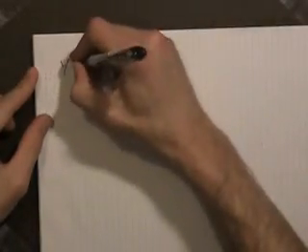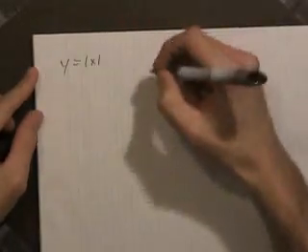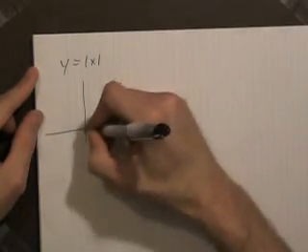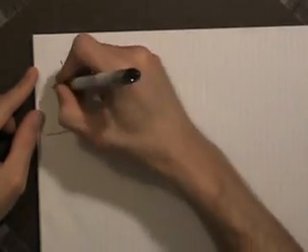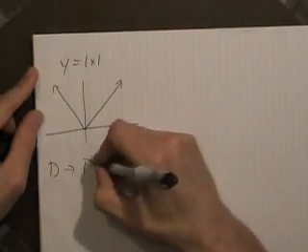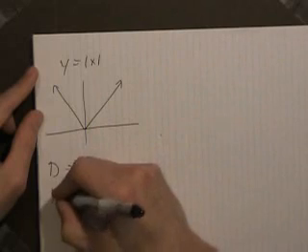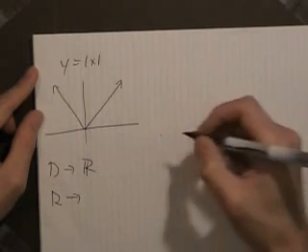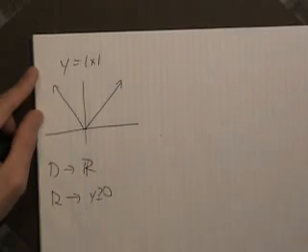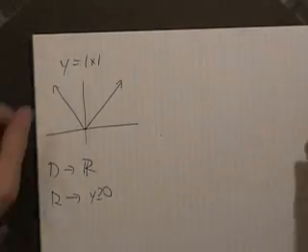So what else do we have? Moving on, a couple of other ones. We have y equals absolute x. And that is, of course, the V shape. Alright. The domain is all real. You can take the absolute value of anything, and the range is y has to be greater than or equal to 0. Absolute value can't be negative.